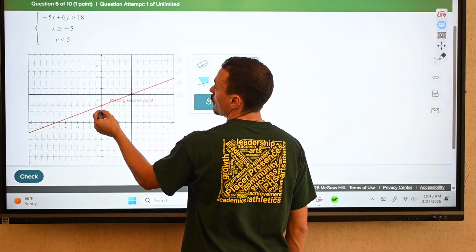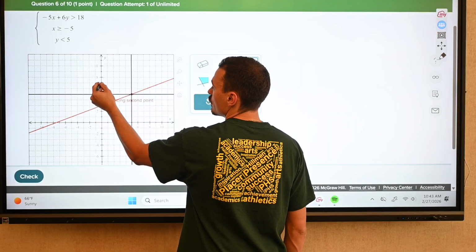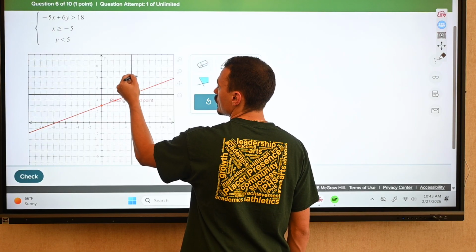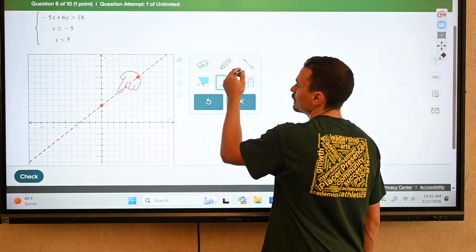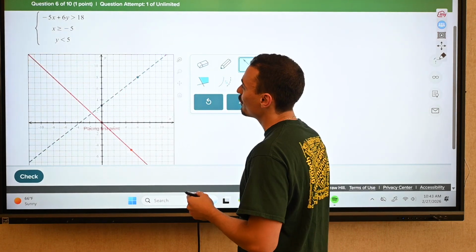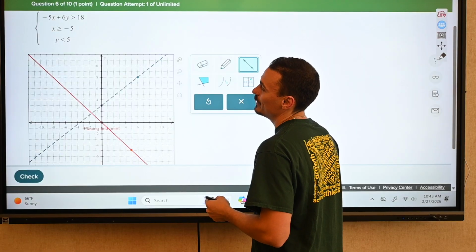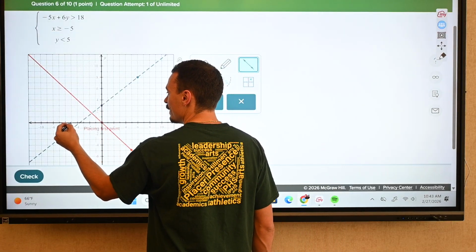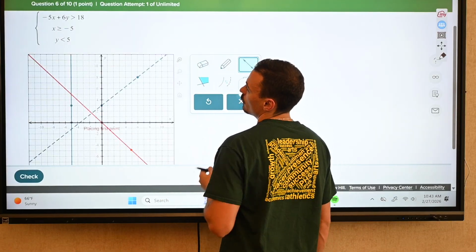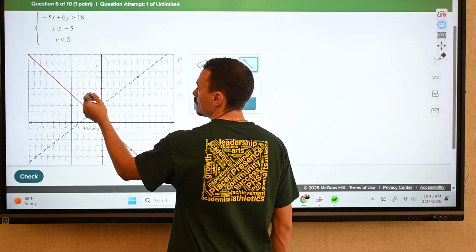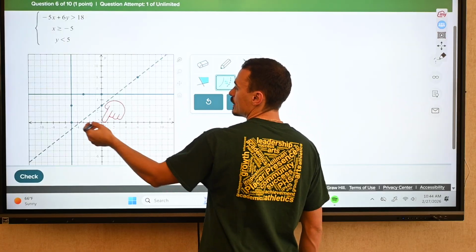Zero, 3, then up 5/6. There we go. And then we need that to be a dashed line. Sorry, my brain farted right there. Then we need x is -5. That would be that line. Y is 5 would be here, and that needs to be dashed.